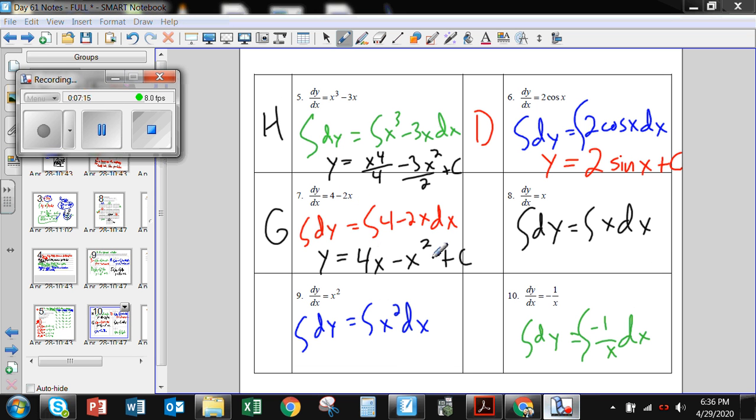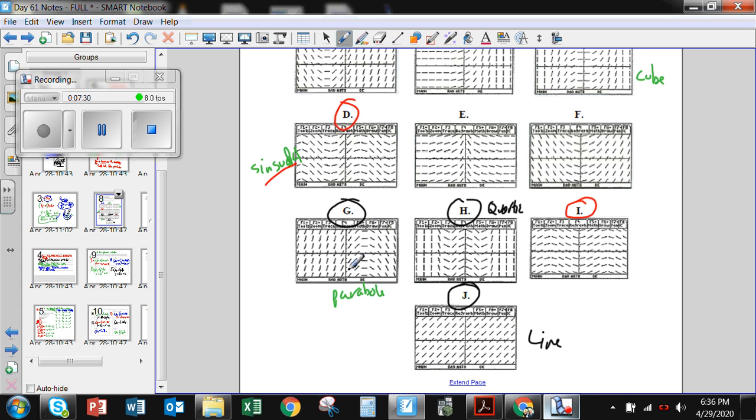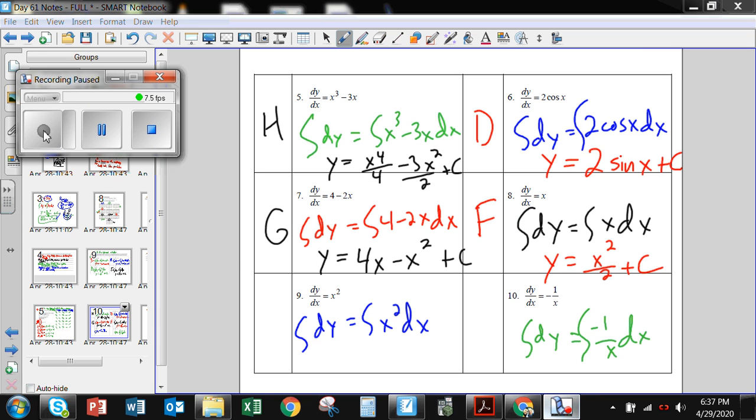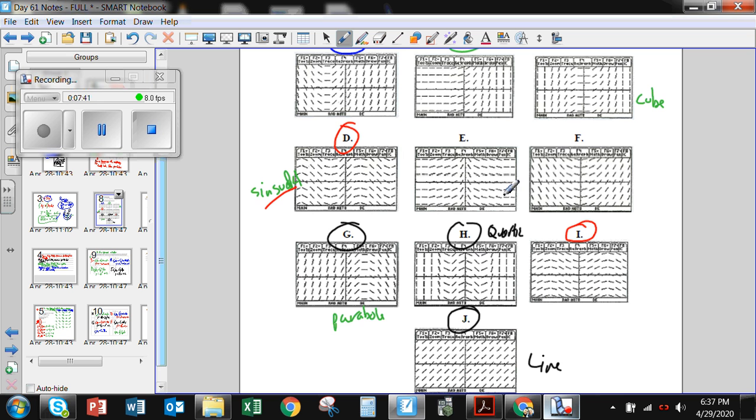Number 7 ends up being 4x minus x squared plus c. Don't get tricked that this is a linear function. Obviously, the highest degree is 2. So it's a quadratic, it's a parabola, but the leading coefficient is negative, so it opens down. So that's going to be G. Okay, parabola opening down. Number 8 is x squared over 2 plus c. That's a parabola that's opening up. And that is going to be right here.